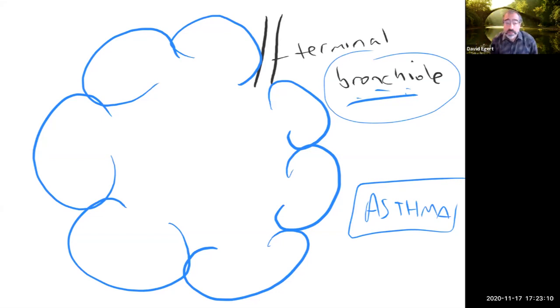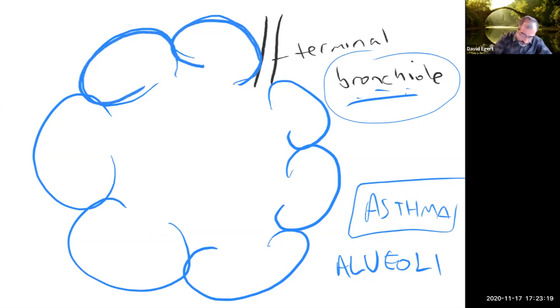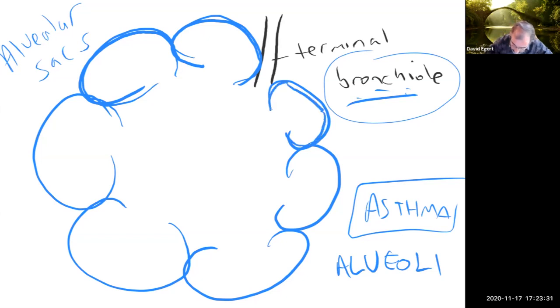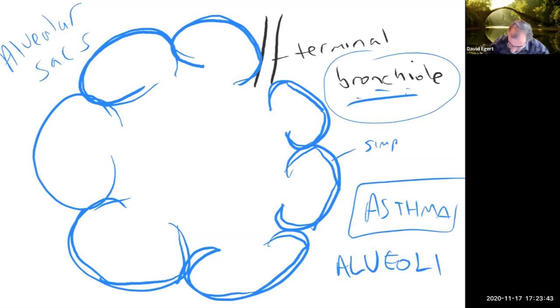So alveoli. They're in these kind of big clusters. They talk about them like clusters of grapes. We call them alveolar sacs. Alveoli are made with the thinnest kind of tissue because we want to maximize diffusion of oxygen into the bloodstream. So it's simple squamous epithelium.